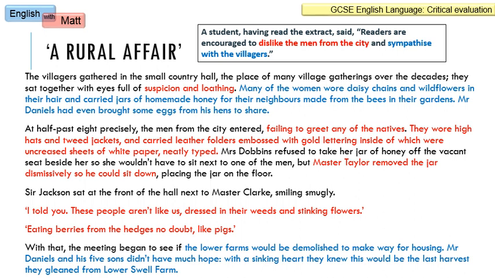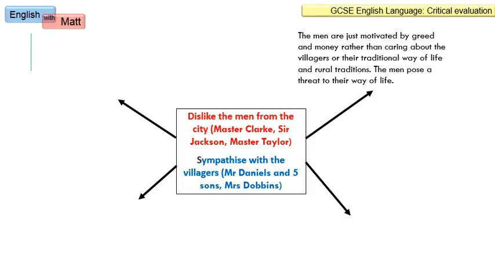So we tend to look at the evidence, and we tend to agree with the student that we do also dislike the men from the city, and we do also sympathise with the villagers. So that student is pretty accurate there, which is why it's much easier to agree than disagree with that student. So let's just brainstorm briefly before we look at the example response. The men are motivated by greed and money rather than actually caring about the villagers and their traditional way of life. This is a place that has rural traditions, and they don't care about that because it's not their own traditions.